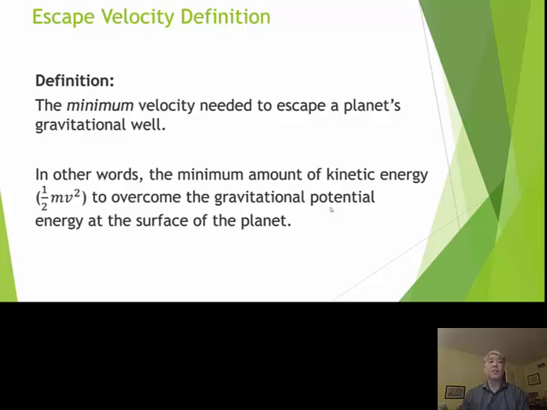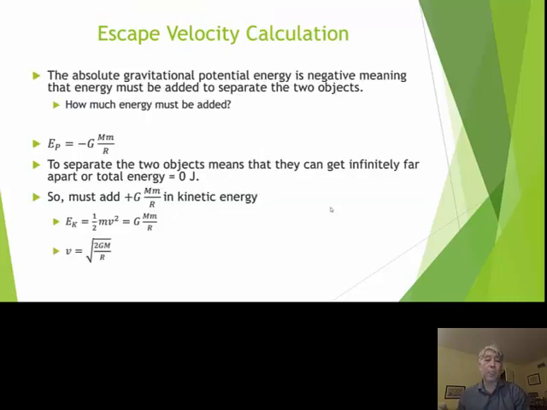So let's move on to the escape velocity definition. The definition for escape velocity is the minimum velocity needed to escape a planet's gravitational well. Or in other words, the minimum amount of kinetic energy, 1/2 mv squared, to overcome the gravitational potential energy at the surface of the planet. So that's how we calculate escape velocity.